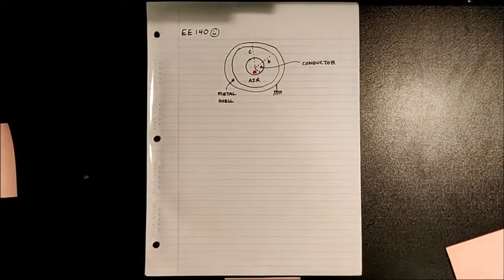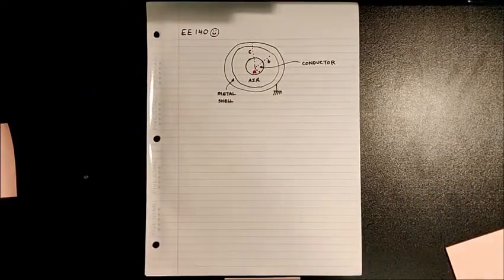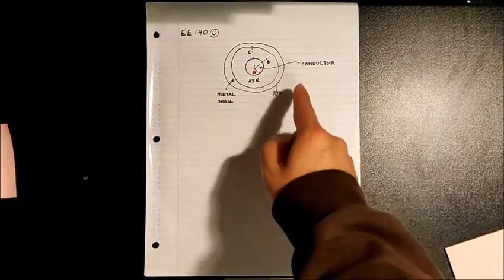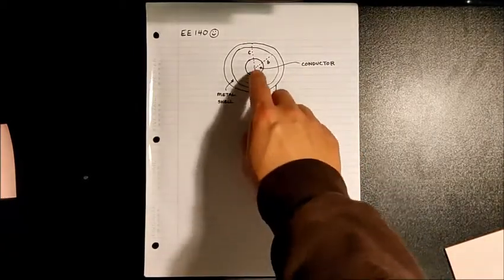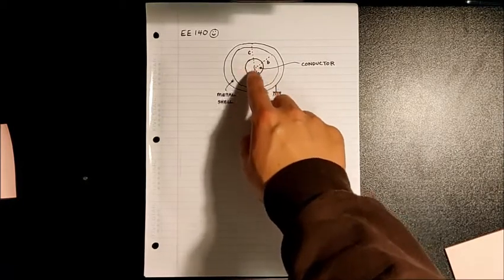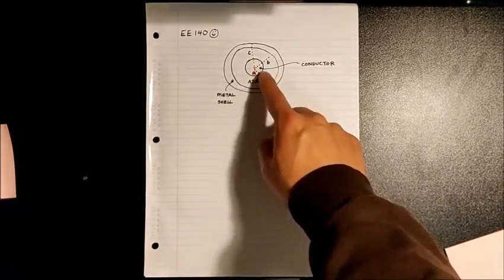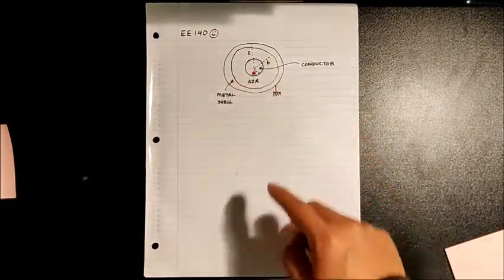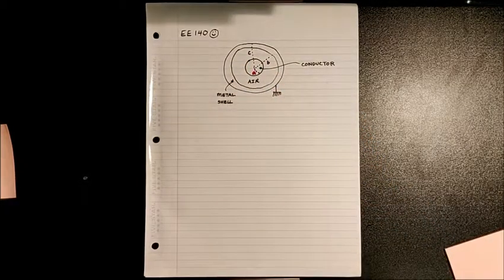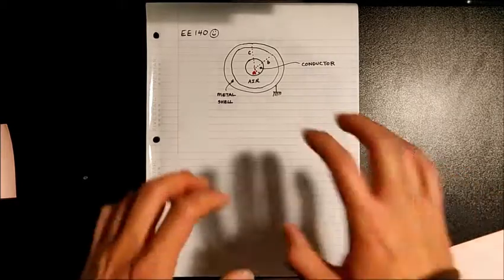So, I drew the problem just to make it a little bit easier. I simply labeled what was given to us, so we know that this first sphere is just a conductor on the inside, and it's air in between, and then the outermost shell is just a metal shell, and it's also just a sphere.